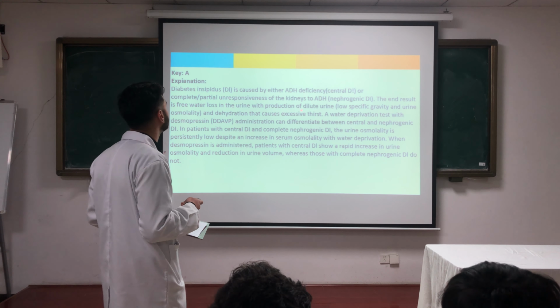In patients with central diabetes insipidus and complete nephrogenic diabetes insipidus, the urine osmolarity is persistently low despite an increase in the serum osmolarity with water deprivation. When desmopressin is administered, patients with central diabetes insipidus show a rapid increase in urine osmolarity and reduction in urine volume. Okay. How can acute myeloid leukemia be differentiated from acute lymphoblastic leukemia histologically?